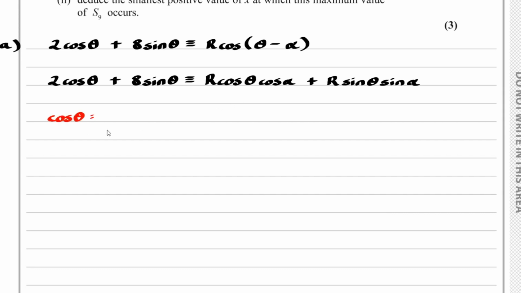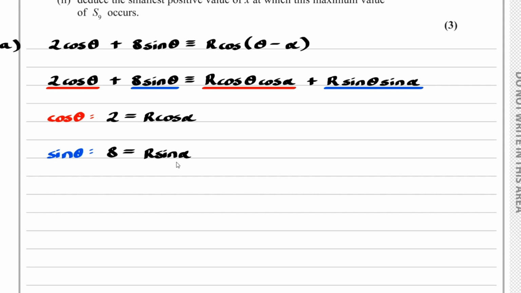If we compare the cos thetas, on the left hand side we have 2 cos theta. On the right hand side we have r cos theta cos alpha, which means 2 is equal to r cos alpha. If we compare the sin thetas, on the left hand side we have 8 sin theta, and on the right hand side we have r sin theta sin alpha, which means we have 8 equals r sin alpha. We can find the value of r. R is equal to the square root of 2 squared plus 8 squared, and if we work this out we get 2 times the square root of 17.